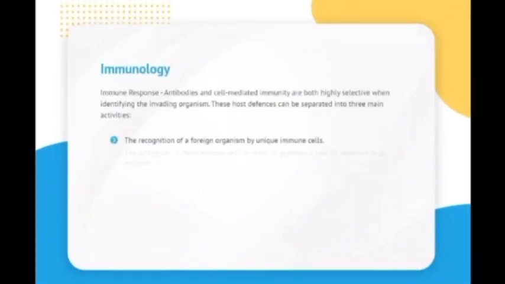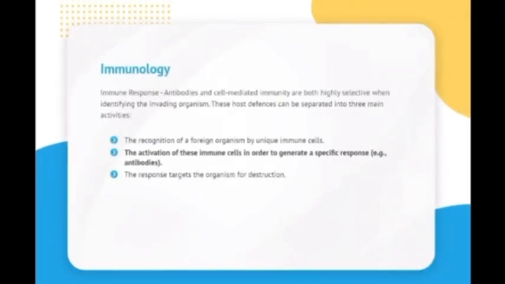Immune response. Antibodies and cell-mediated immunity are both highly selective when identifying the invading organism. These host defenses can be separated into three main activities. The recognition of a foreign organism by unique immune cells. The activation of these immune cells in order to generate a specific response, for example, antibodies. The response targets the organism for destruction.